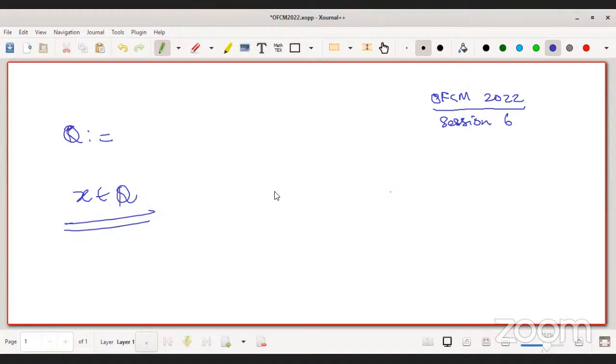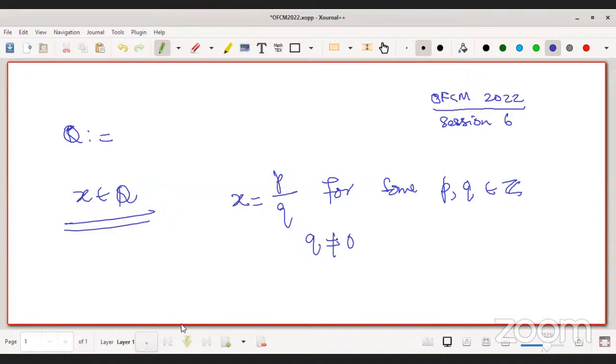How do they look? Yes, for some p by q form we need. For some p, q belongs to Z. Any other condition? Such that q not equal to 0. One more condition we have is q not equal to 0. So these kind of numbers, if x is in this form. Okay, yes sir.